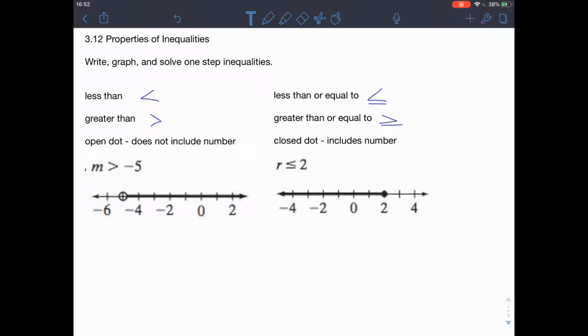Similarly, we would use a closed dot for anything that is less than or equal to, or greater than or equal to, because in those situations, the place where we are putting the point does include our number as a solution. So for r is less than or equal to 2, 2 is a solution to that, as are all of the numbers to the left of 2 on the number line.